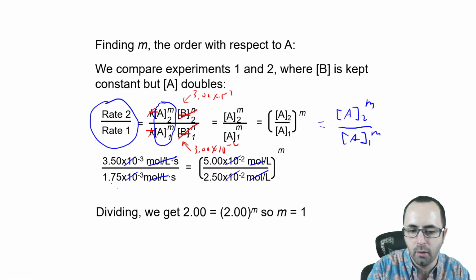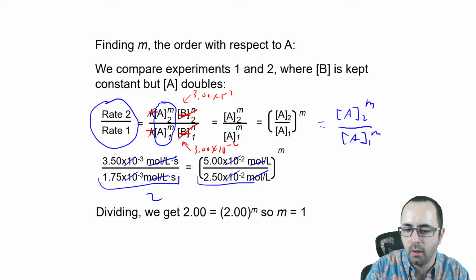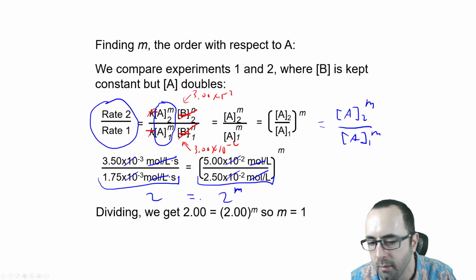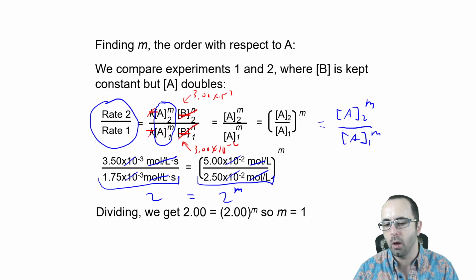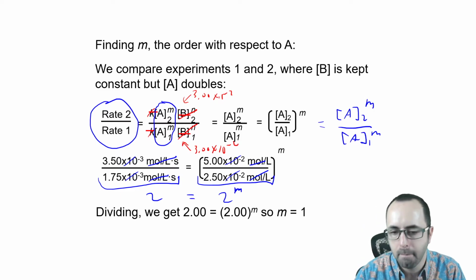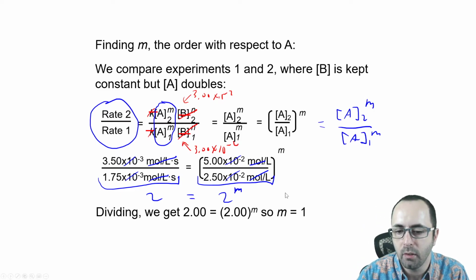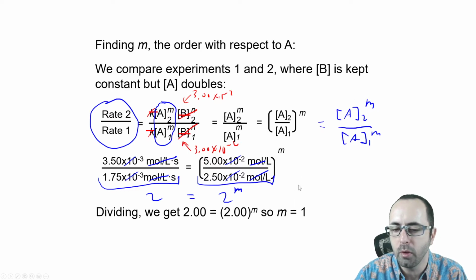So here, all of this here is 2. All this here is 2 to the m power. The 2 equals 2 to the m power. So you can probably see that m must be 1, because 2 to the first power is 2. And so now we figured out that the order with respect to A is 1.